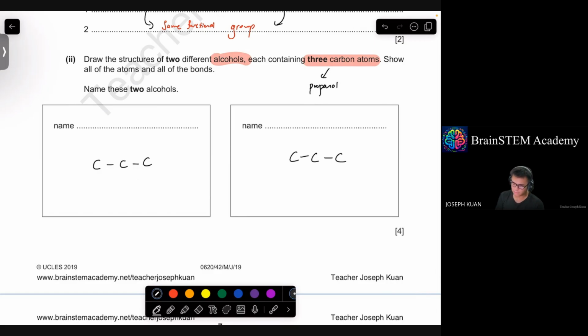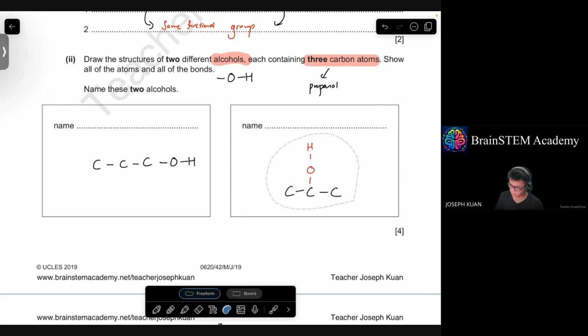So we can draw the first one as having the functional group. Alcohols have the hydroxyl functional group. For the first isomer, we can draw it on the first carbon. For the second isomer, we can just draw it on the second carbon. Right, so you can get two different alcohols this way.